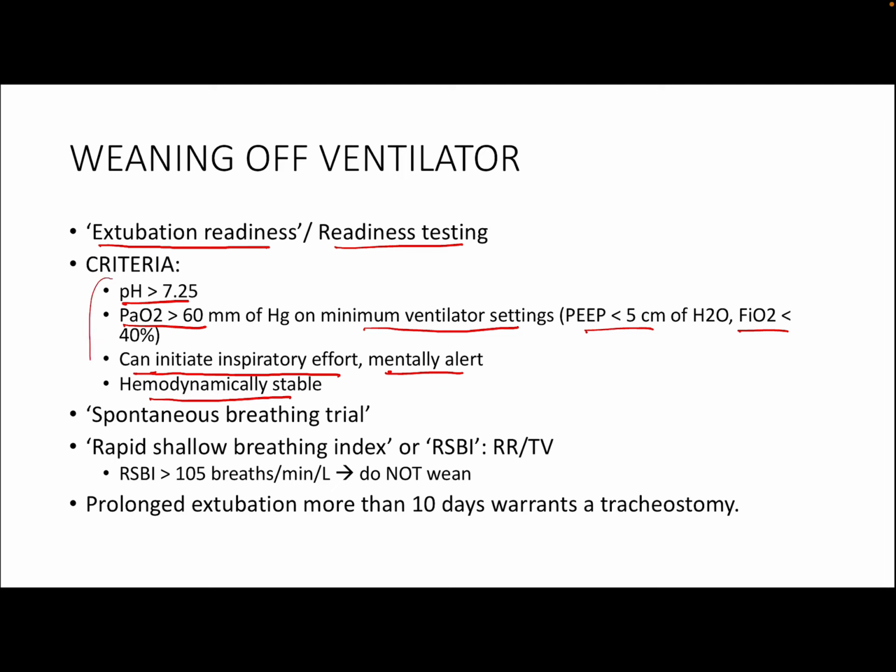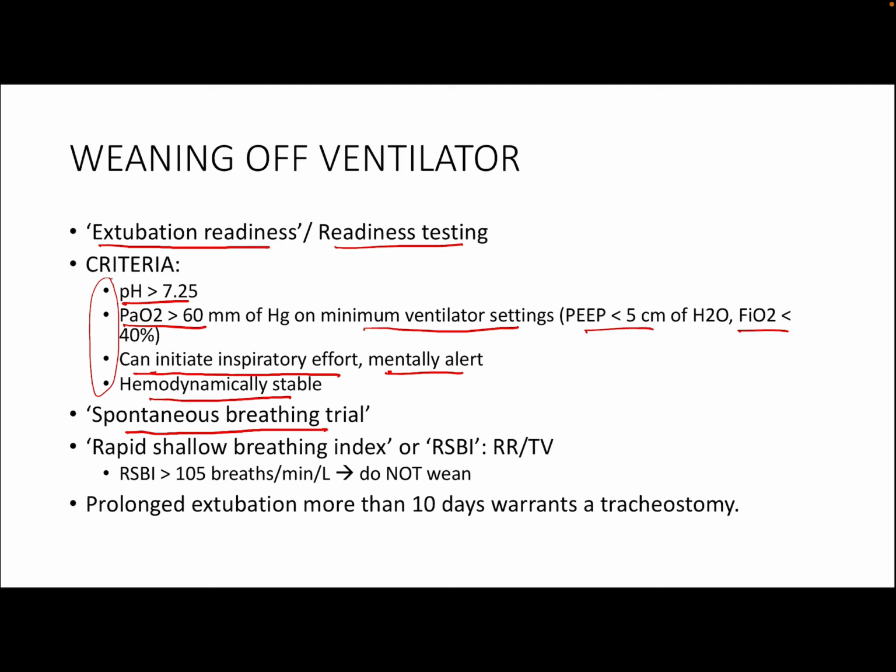If these 4 criteria are met, you can go ahead with something called a spontaneous breathing trial. This means we essentially allow the patient to breathe on their own without any ventilator support for about 1 to 2 hours, and you check the ABG. If the ABG is normal during that time, the patient can be weaned off the ventilator.